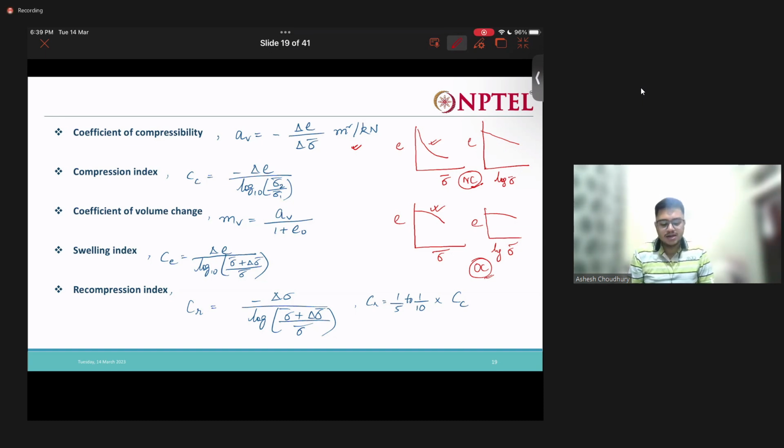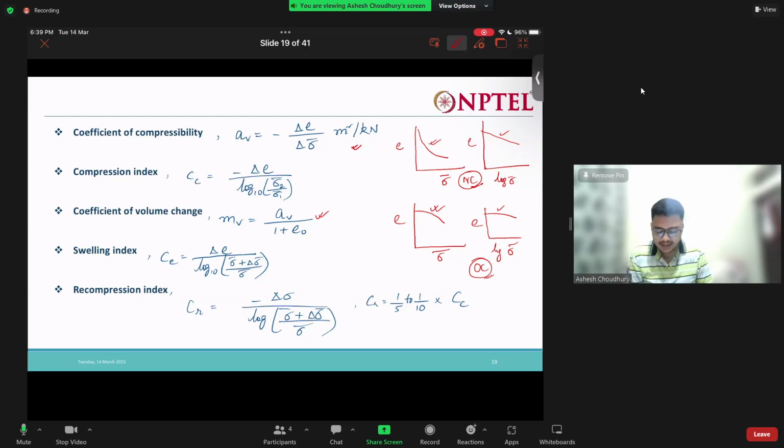Now what is my compression index? My compression index is the slope of the e versus log of effective stress plot. What is the coefficient of volume change? It is given by the coefficient of compressibility divided by 1 plus the initial void ratio. Now there are more terms like swelling index and recompression index.